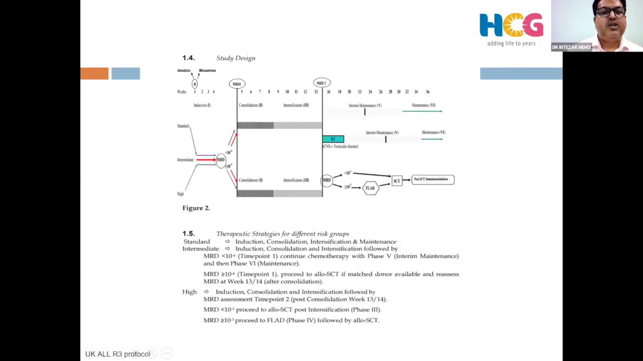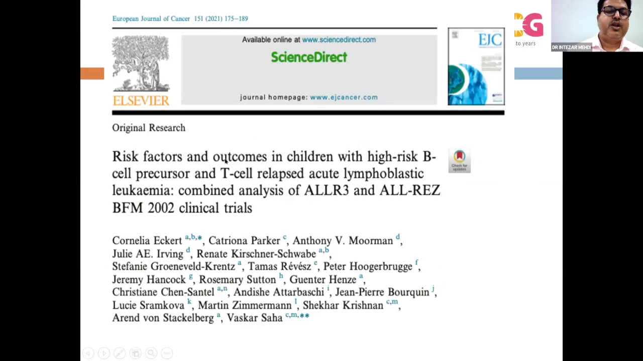This is the flow map. As you can see, most of the standard risk patients will go with consolidation and intensification. They don't require transplant. All the high risk patients will end up getting transplant, and the intermediate risk patients will end up getting either chemotherapy or transplant depending on the MRD evaluation at time point one.